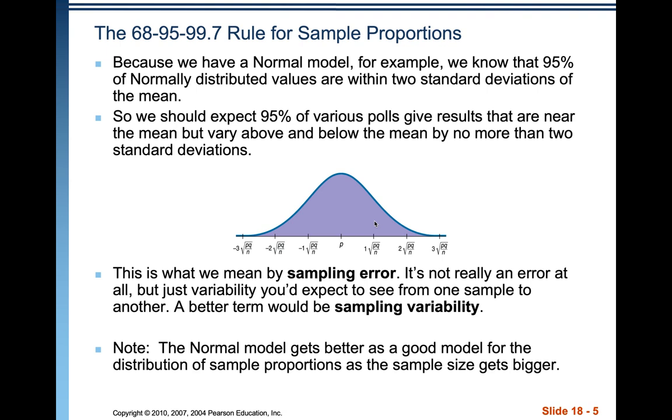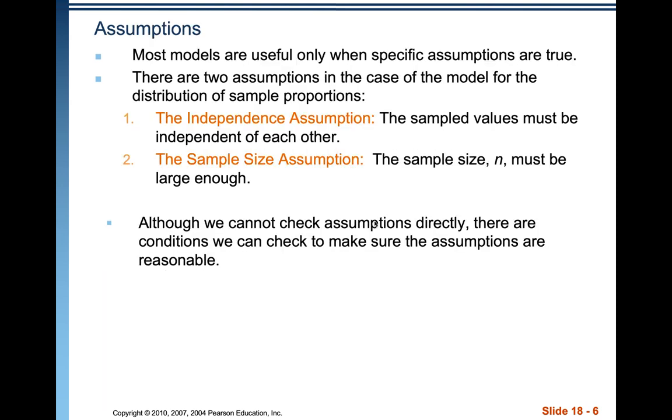Polls will vary one from another. That's why you have to give a margin of error. And we call that sampling error. That doesn't mean you've done anything wrong. That's just acknowledging the fact that if we'd taken a different sample, we plausibly could have gotten a slightly different proportion. Another way of stating that, and probably a better way, is sampling variability. Again, the normal model just gets better and better as the sample size gets larger.